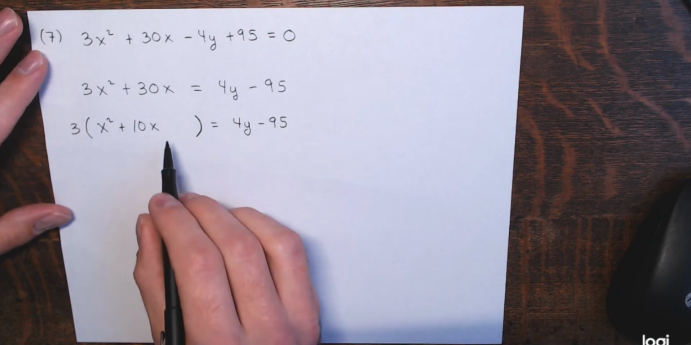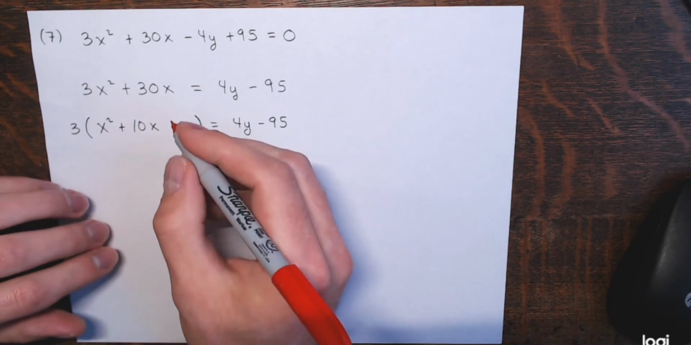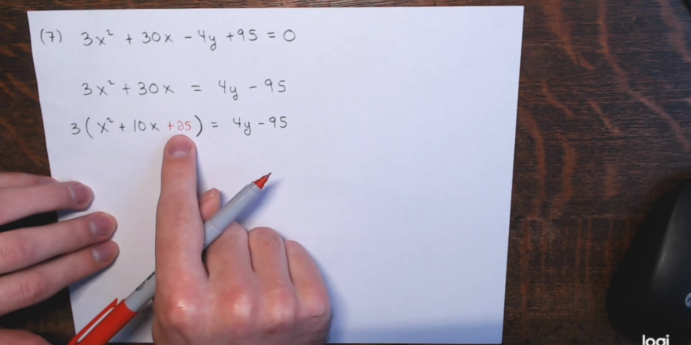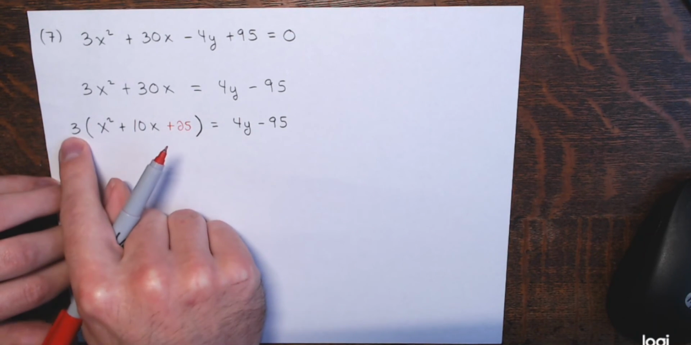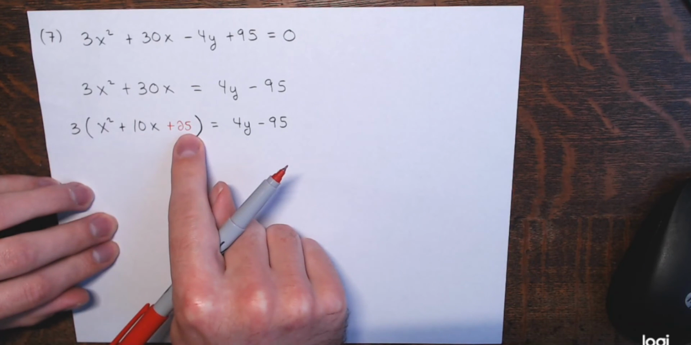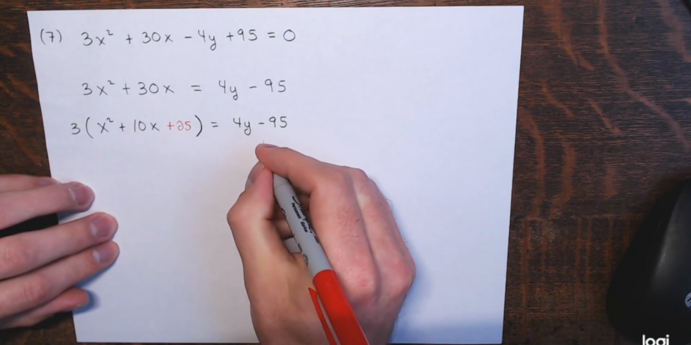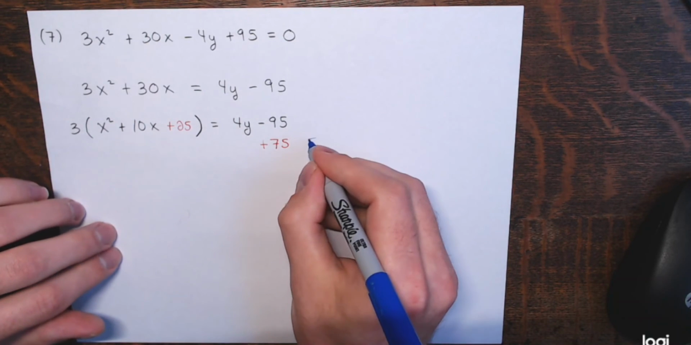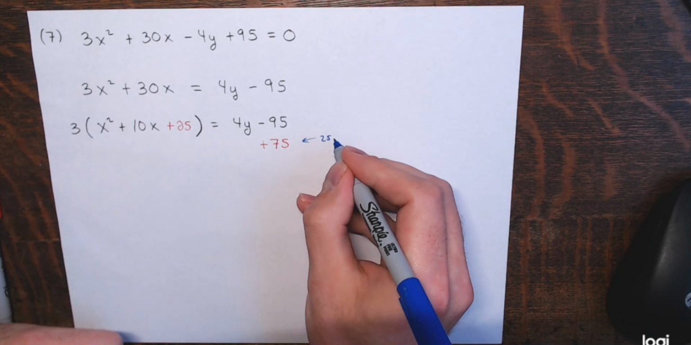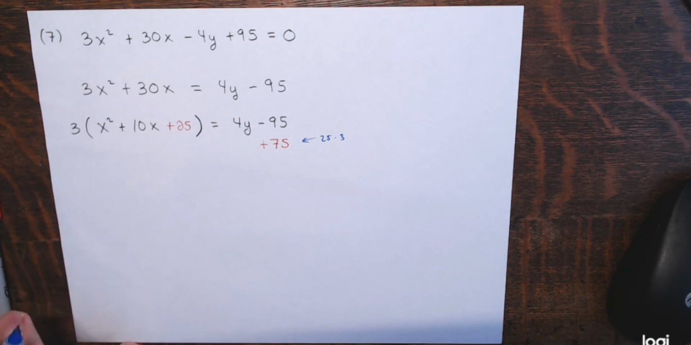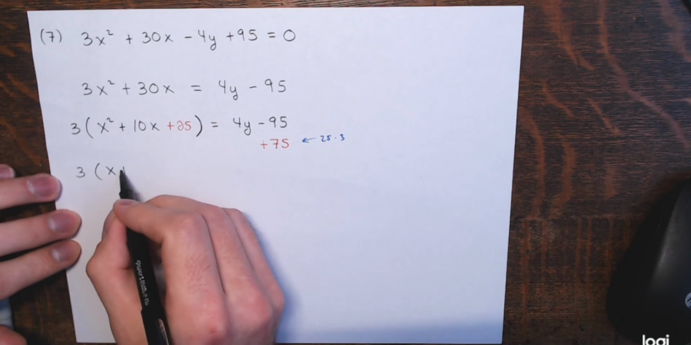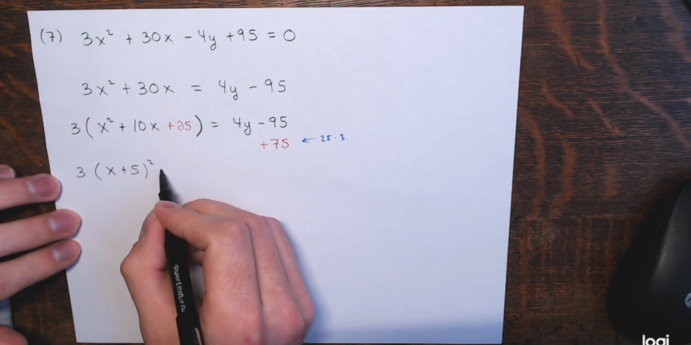And then when we complete the square, you have to remember what you factored out. So I'd be adding 25 in here. But remember, we pulled out a 3 earlier. 3 times 25 is 75, so I'm going to be adding 75 to the other side to keep it balanced. This is the 25 I added in the parentheses, but then multiplied by the 3 that I factored out. Don't forget that.